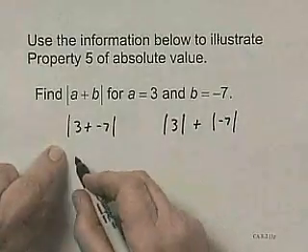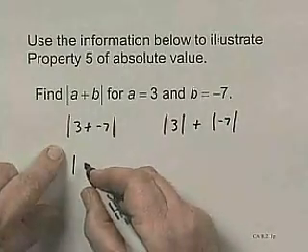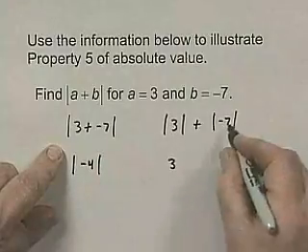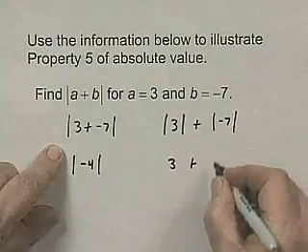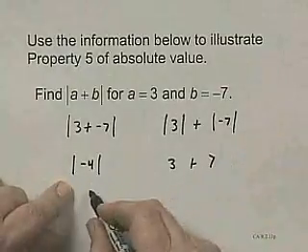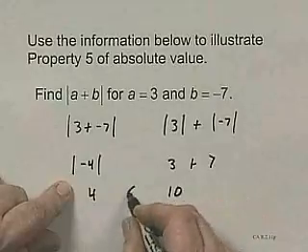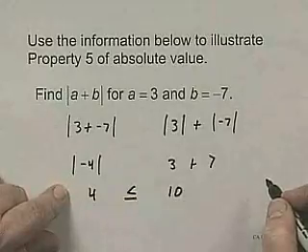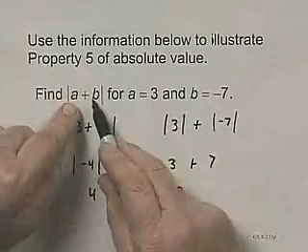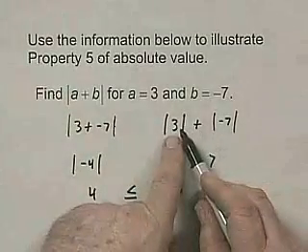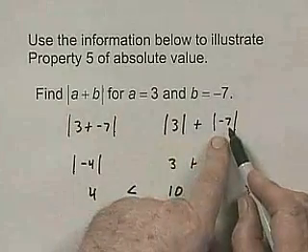On this side, this becomes the absolute value of negative 4. And over here, this is 3, and the absolute value of negative 7 is 7. Here I have 4, and here I have 10. Now 4 is in fact less than or equal to 10, so the absolute value of a plus b is in fact less than the absolute value of a plus the absolute value of b.